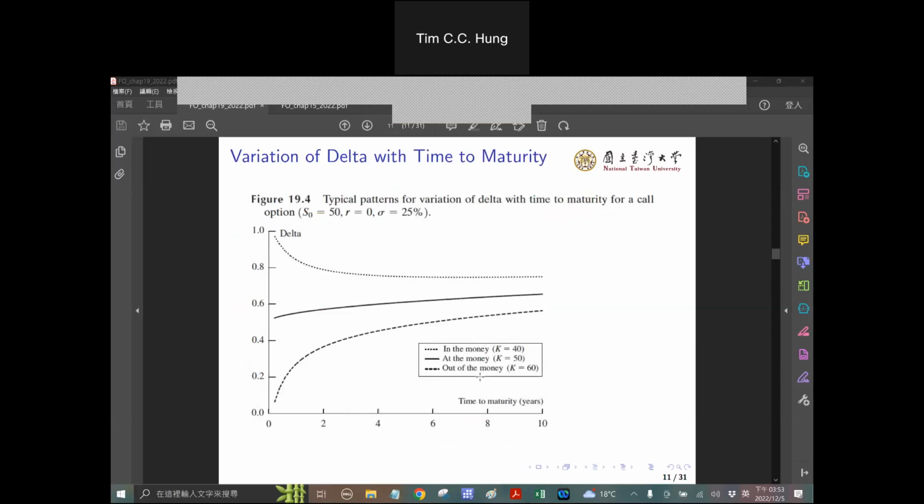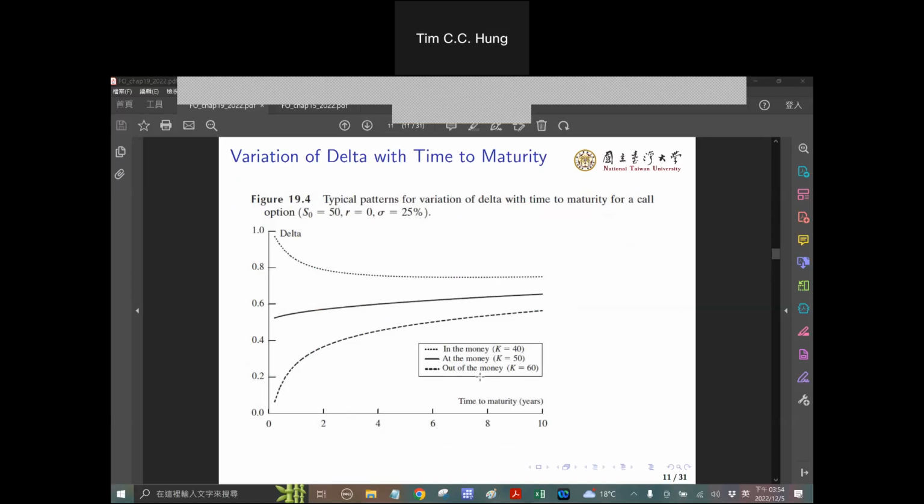So previously we skipped one slide, which is the figure of delta along the time to maturity. You can see that the delta reaches some levels as the time to maturity changes. On the right you have a lot of time remaining, but then on the left hand side it is the time that is very close to the exercise period, where it's very close to the maturity.